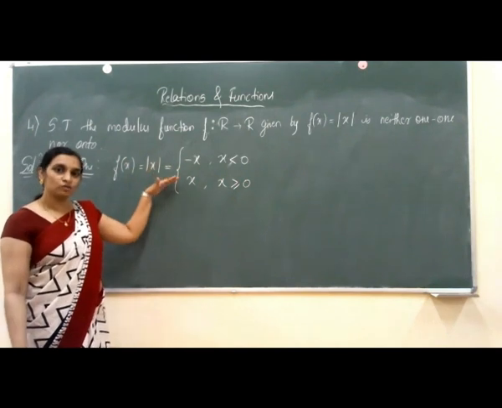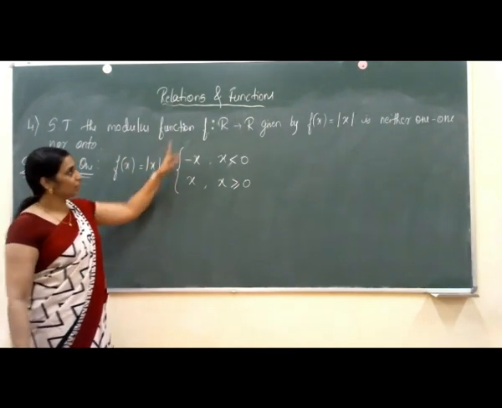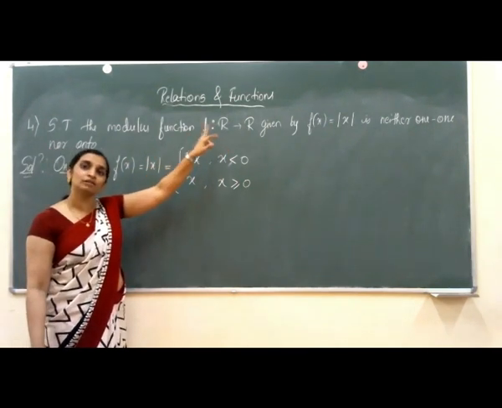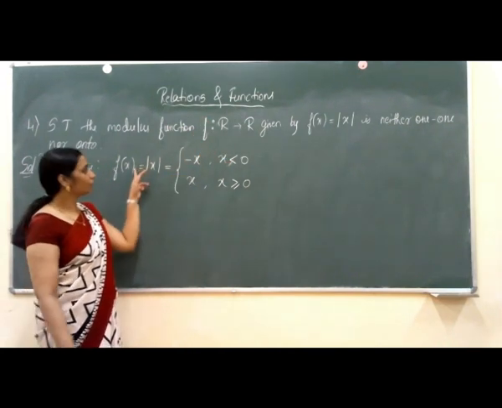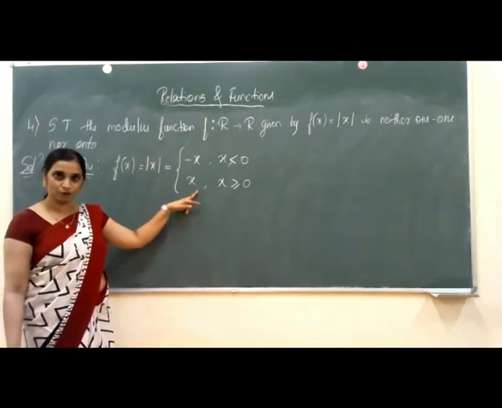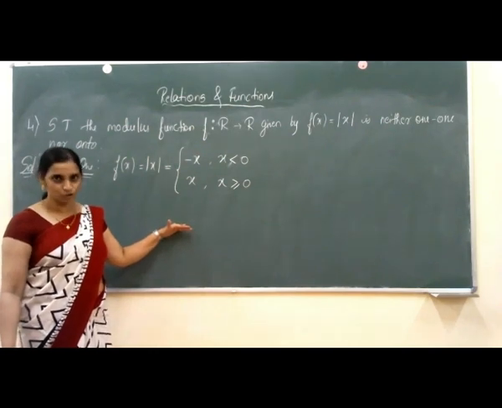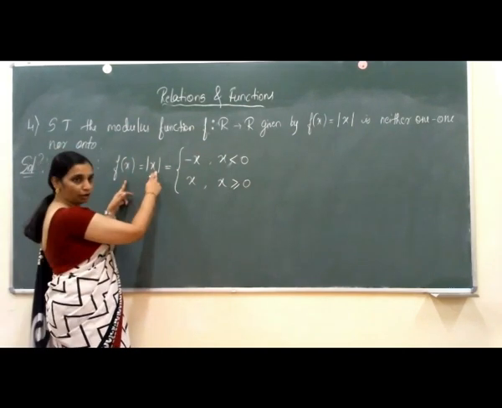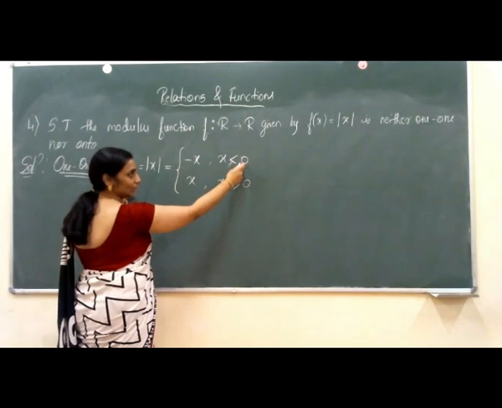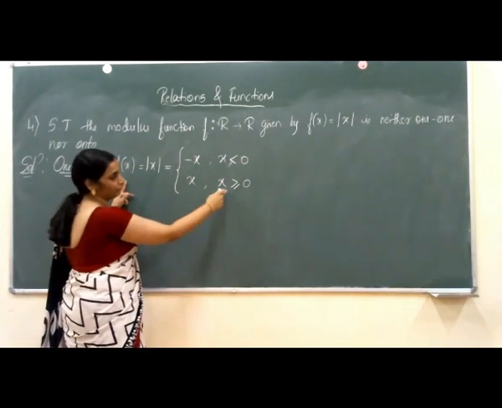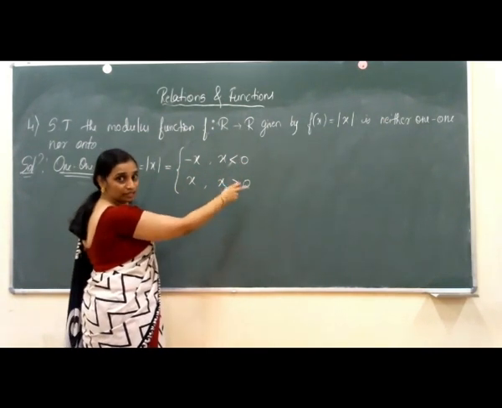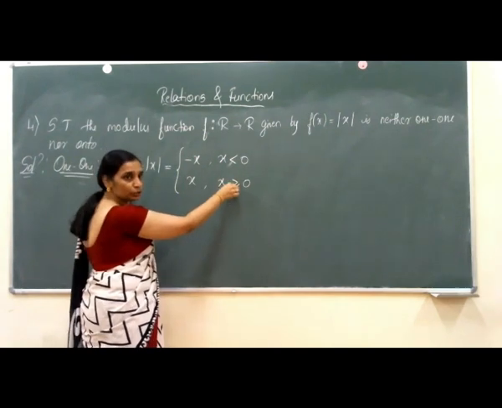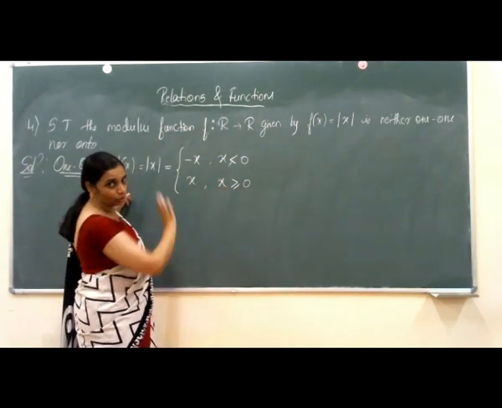Remember, when you are solving these types of problems, if the definition is not clearly given in the question, then you have to write down the definition first of all, and then continue the solution. So f of x is mod x, that is minus x if x is negative, and plus x if x is non-negative. Don't say positive because 0 is also included and 0 is neither positive nor negative.